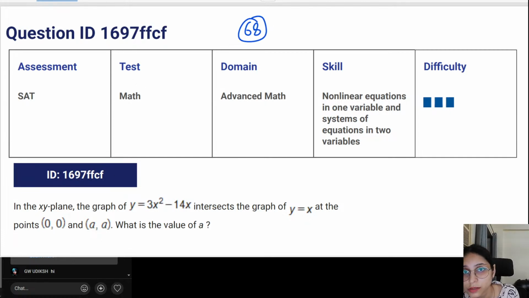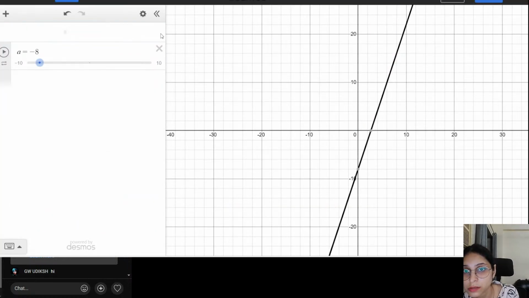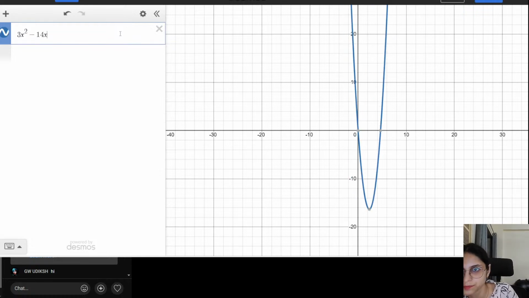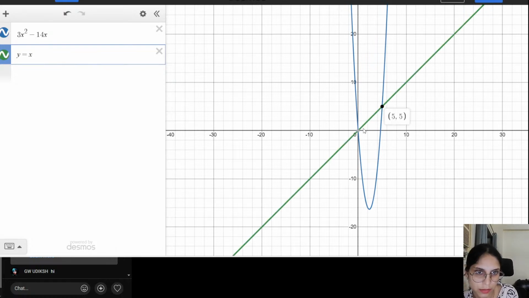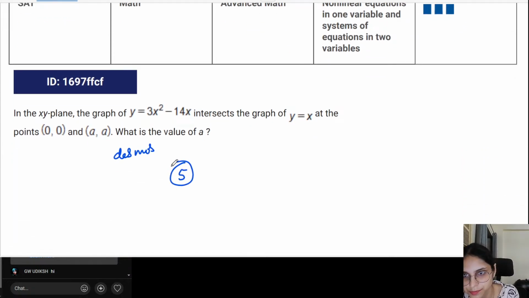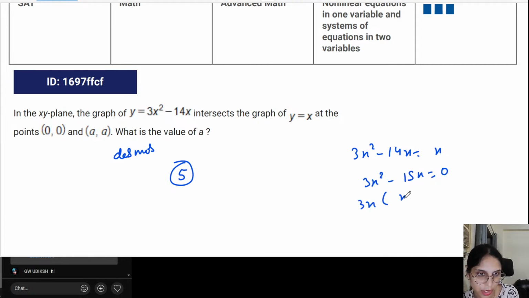They are intersecting, so just use Desmos. Three x squared minus 14x, y is equal to x. 0, 0, 5, 5. So the value of a is 5. You could have done normally also: 3x squared minus 14x equals x. 3x squared minus 15x equals 0. 3x times x minus 5 is equal to 0, x is equal to 0, x is equal to 5.